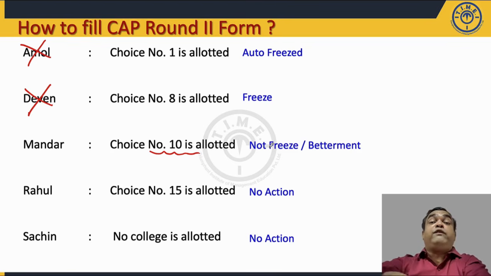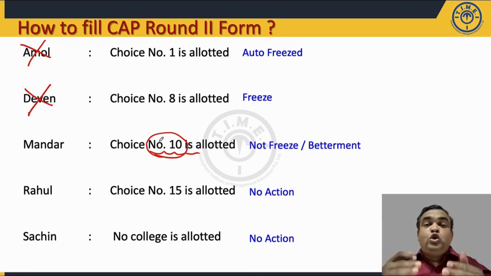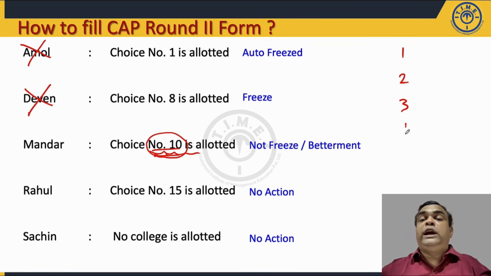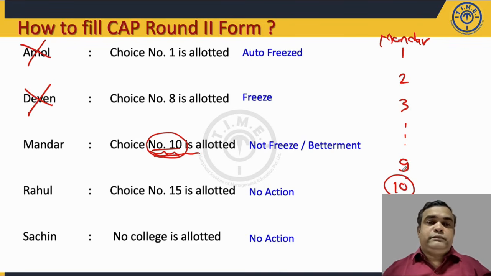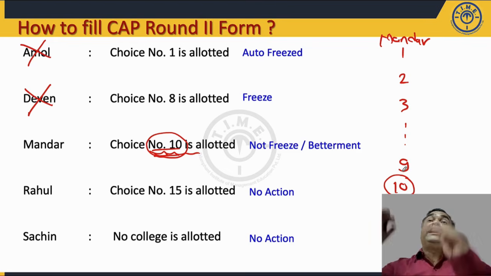How will Mandar fill the form in the second round? Mandar is already allotted college number 10, so there is no point in Mandar filling all 40 options. Please understand, the computer doesn't understand which is a better college. As Mandar is allotted college number 10, while filling the second round form, Mandar will fill only choice numbers 1, 2, 3 till 9. After that, choice number 10 will automatically appear at the end. You don't need to fill those 40 options because you are already allotted college number 10. You fill the colleges better than it.